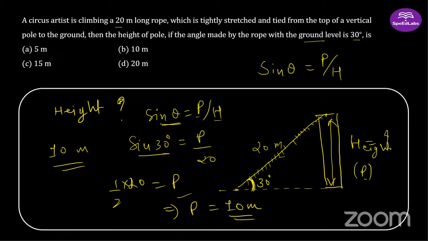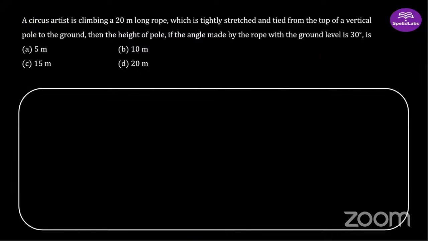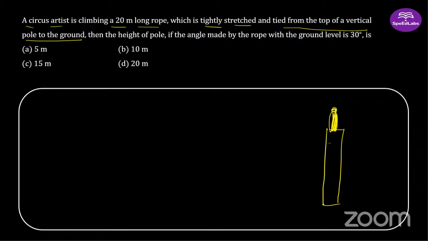Okay, see, we'll have the complete question again. Let us reread the question. A circus artist is climbing a 20-meter long rope. So we have a 20-meter long rope which is tightly stretched and tied from the top of a vertical pole to the ground. Now if we have this particular tower, one end of the rope is at the top of the tower, while the other end is somewhere on the ground. This is the way our rope is tied.